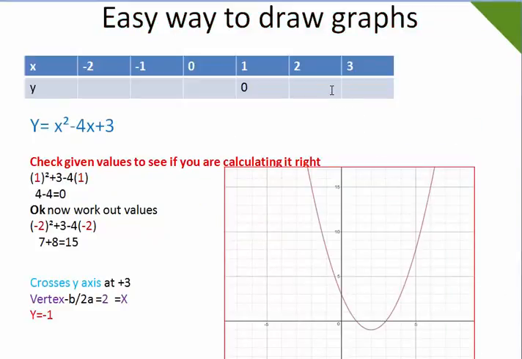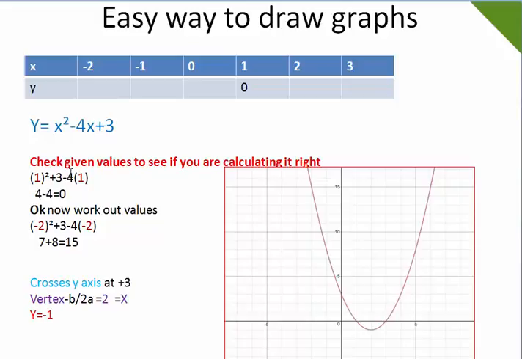Sometimes in the exam we're given a table of x values and we're given one y value corresponding to that x value. So here we're given x, y as 1, 0. And our formula is y equals x squared minus 4x plus 3. This isn't a straight line because it's got x squared in it, but we're asked to draw the graph.